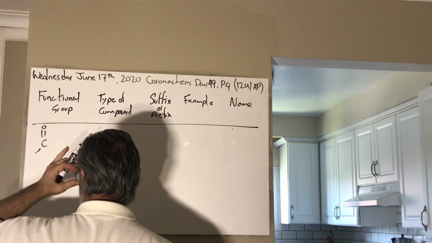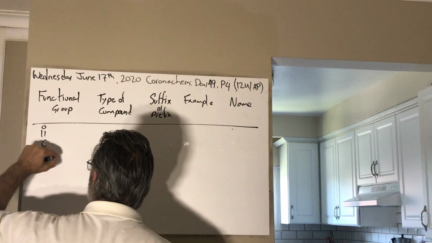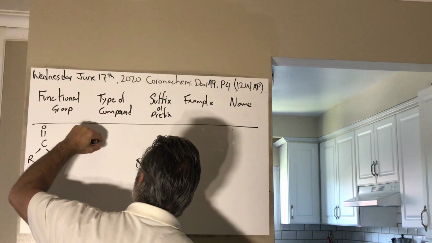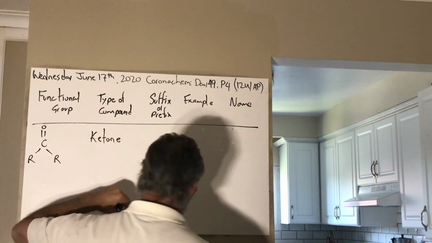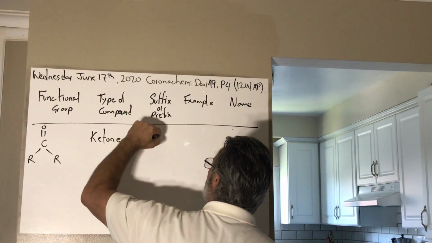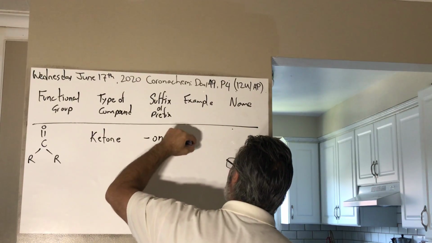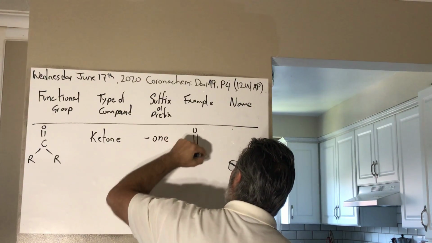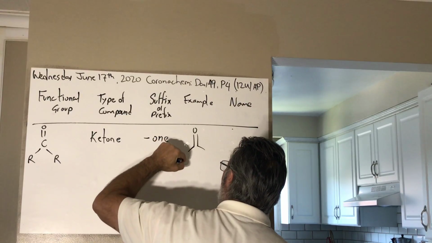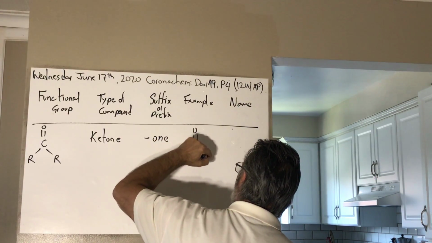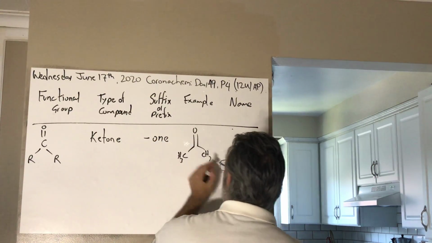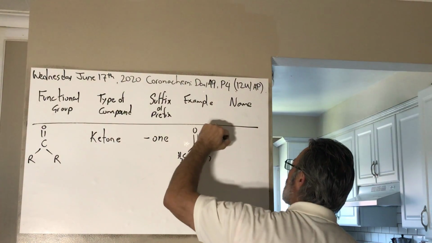If you have a carbonyl group with 2 R groups attached to it, then it's called a ketone. And ketones have an "one" ending on them. An example of the most popular ketone, I don't know if they still use it, they used to use it a lot, is acetone. That's a trivial name. It's actually called 2-propanone if you use the official naming.